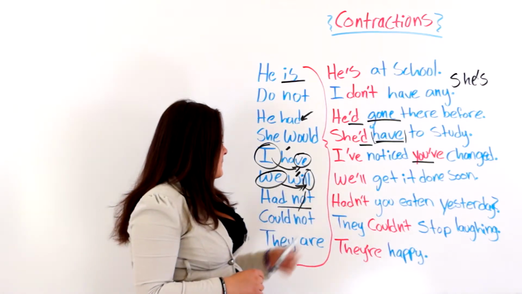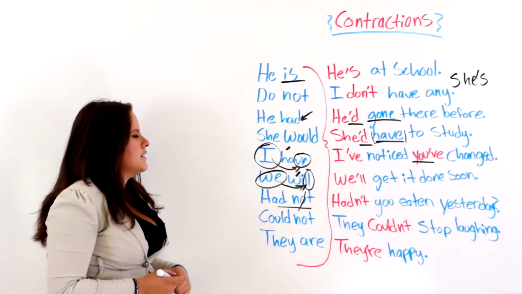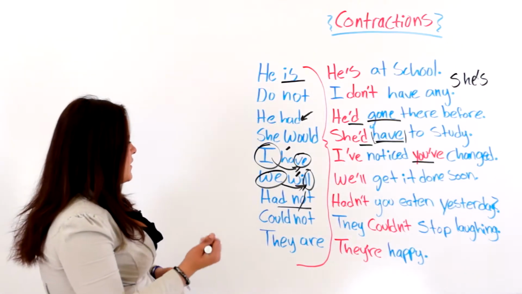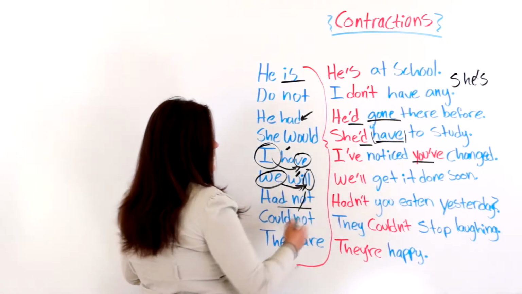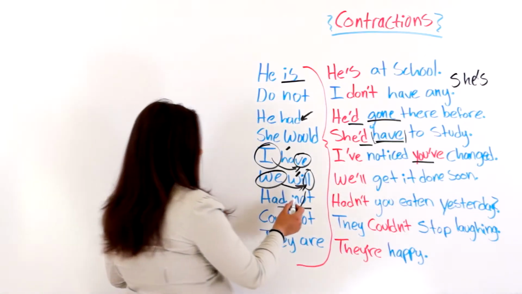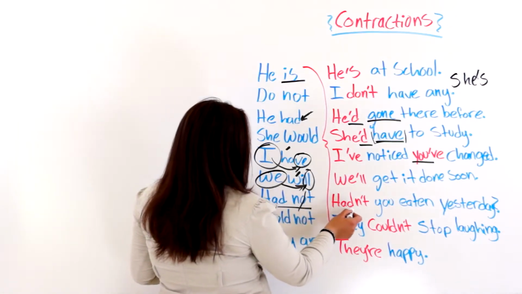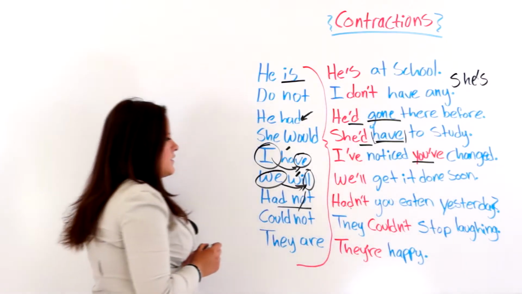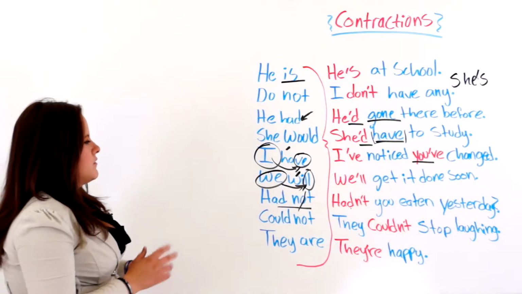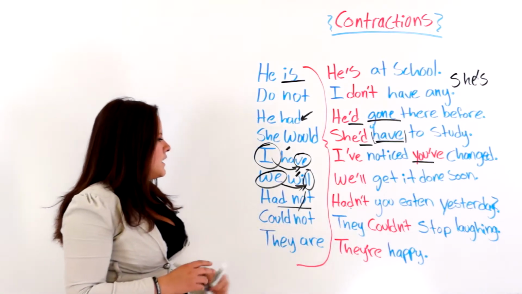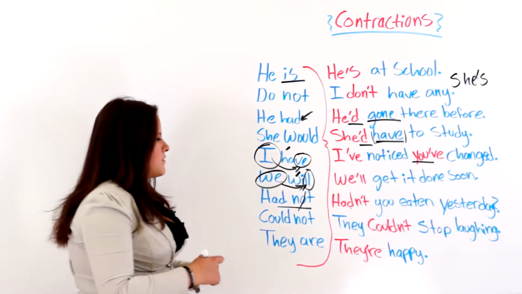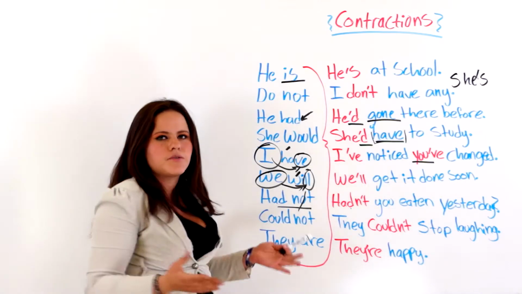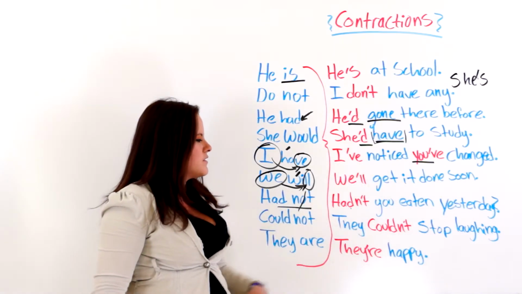The next one, had not. Hadn't you eaten yesterday? Hadn't, had not. So you just put had, N, apostrophe T. That's it. That's all you do to both words. Okay, the next one, could not. The same. You just put could, N, apostrophe T. Right here. You can see that.